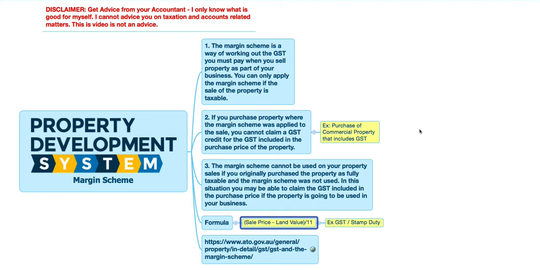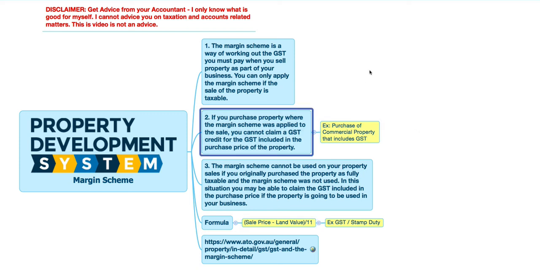So when it's time to actually calculate it, it's calculated by subtracting the land value from the sale price, and then you divide that by 11 to get the GST. However, point 2 is saying that if you bought something that already had GST in it, say for example you bought a commercial property and it was X amount plus GST plus stamp duty, when you actually bought it, you would have claimed the GST in your next BAS statement. When you do that, you can't apply the margin scheme when you are selling what you've developed on that commercial property. That's what point 2 is telling you.